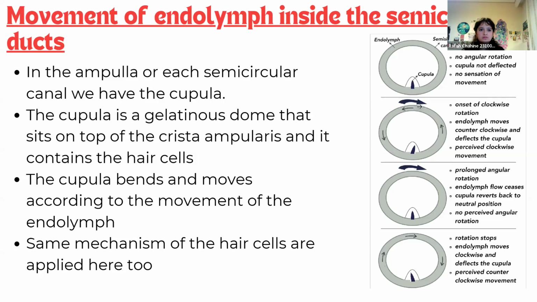Imagine I move my head to the right side. What's going to happen is the fluid is going to start moving the opposite way, right? And that's going to push the cupula towards the right. Do you see how things are going? So I moved my head to the right. The endolymph, due to inertia, is going to start moving towards the left. That movement towards the left will push the cupula to the right. And that is how we recognize that your head is moving towards the right side.